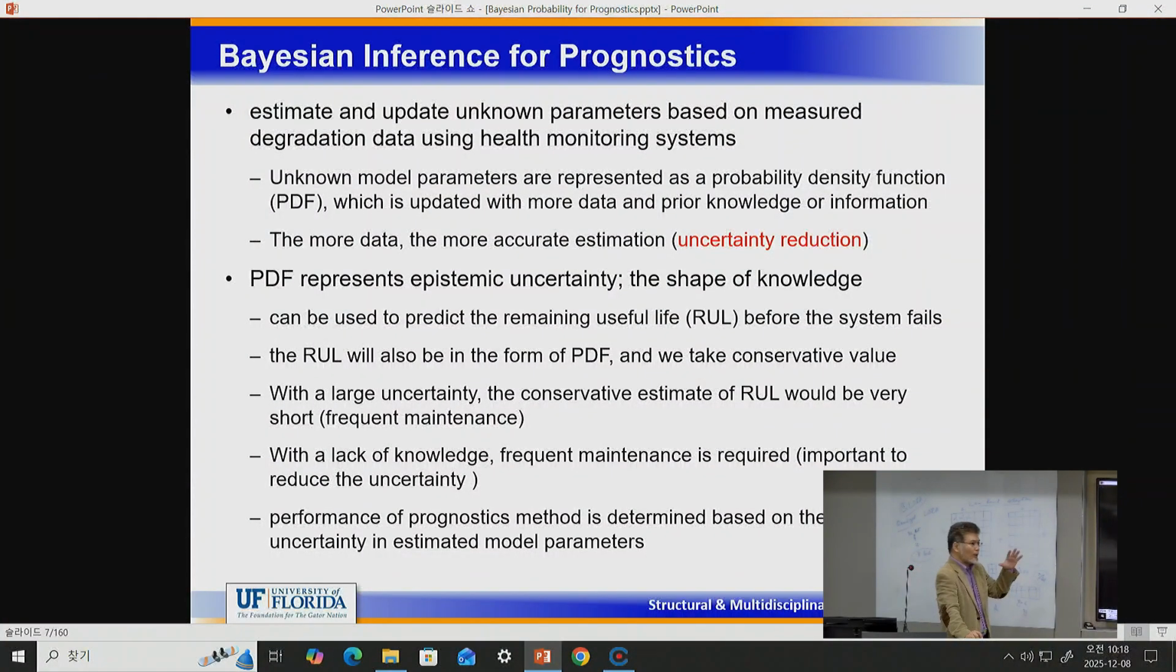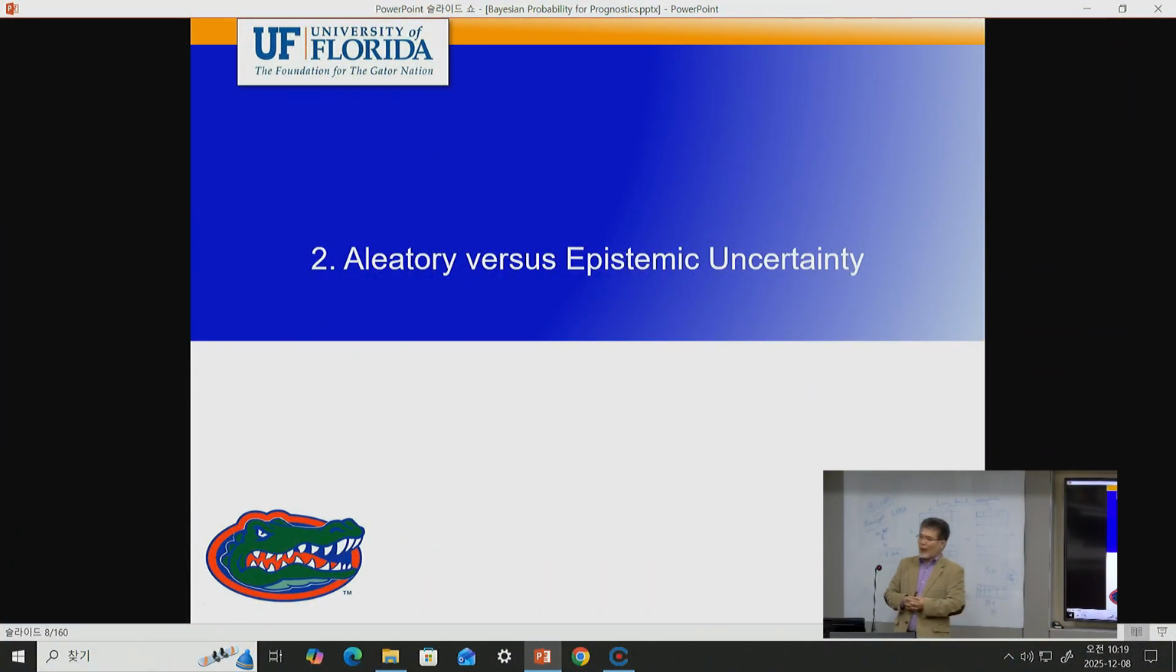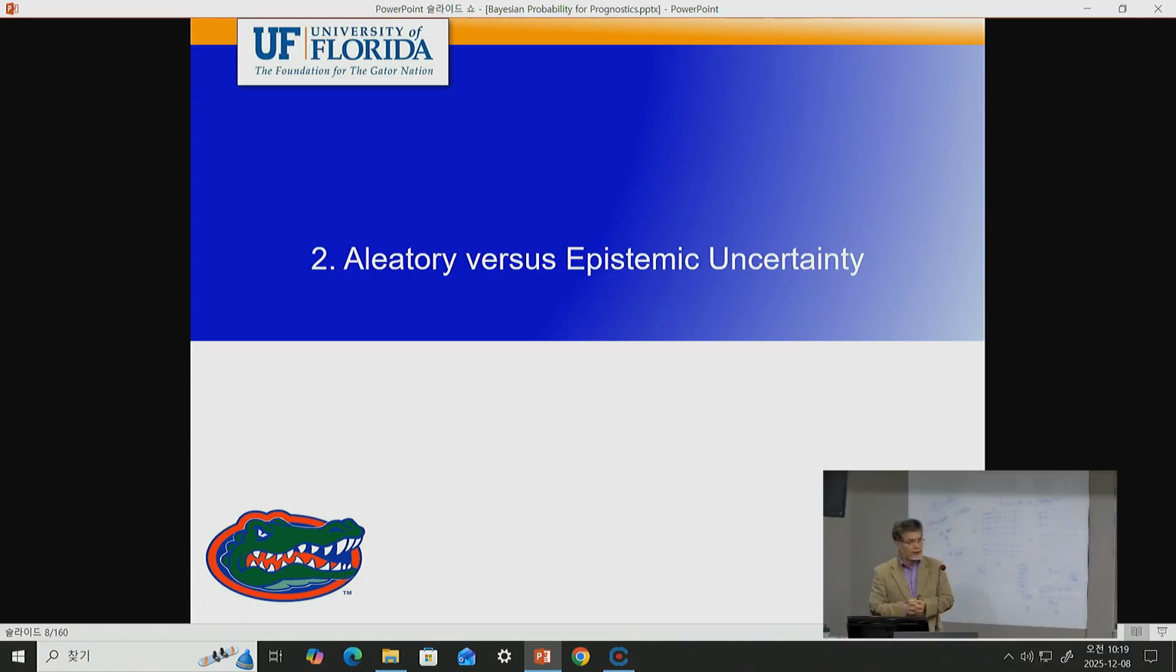That's the whole idea that we try to do. First, how do we build the prior? Second, when data comes in, how am I going to build the likelihood? And using that likelihood and prior, how can I update my posterior distribution? That's the whole idea that we will do this week. Before we go there, I want to talk about uncertainty first: aleatory versus epistemic uncertainty.